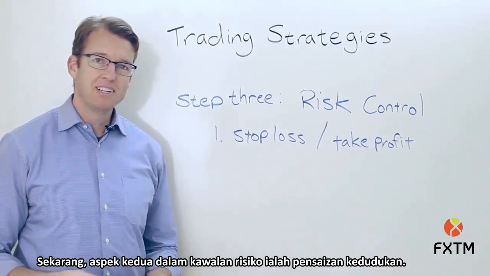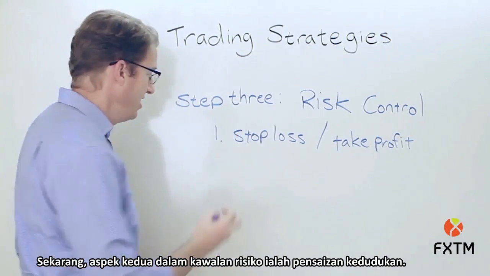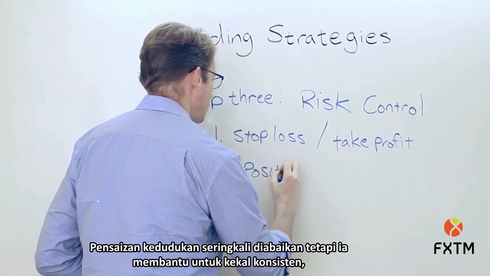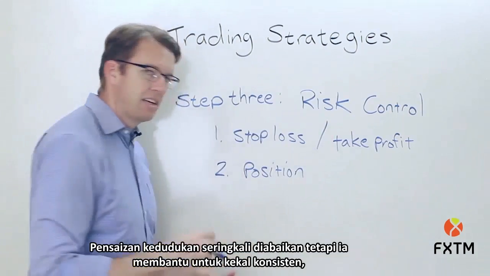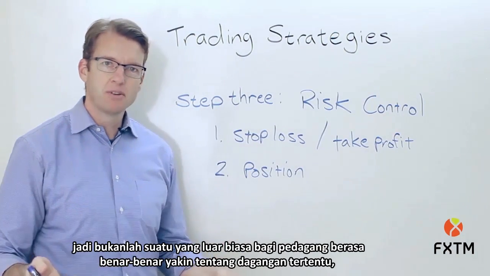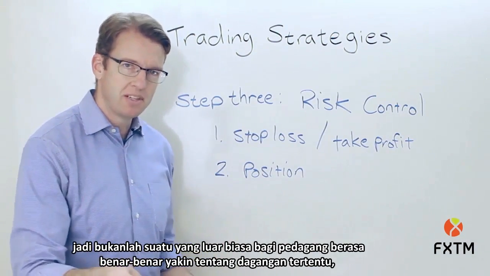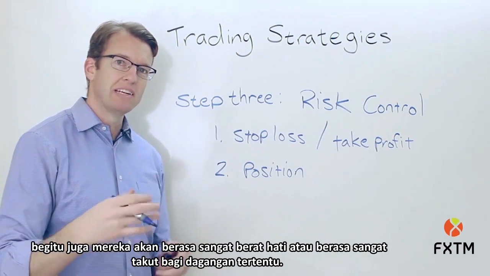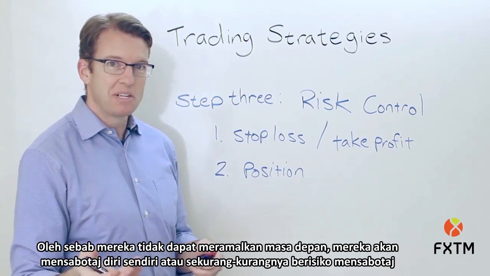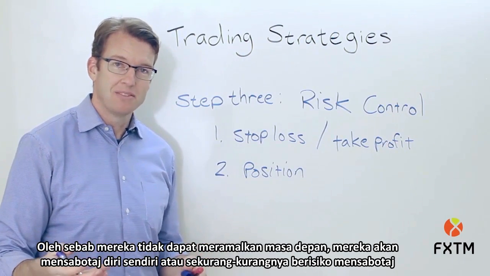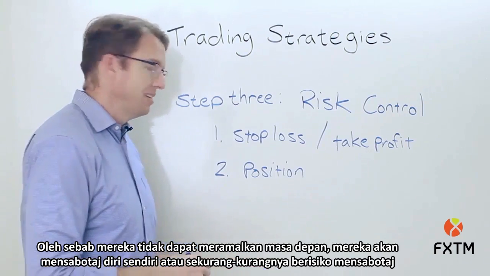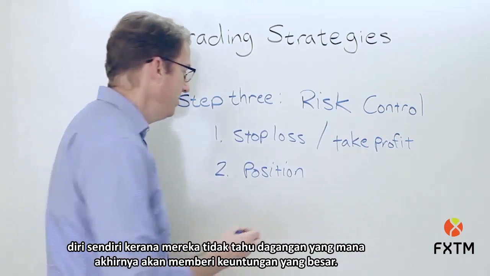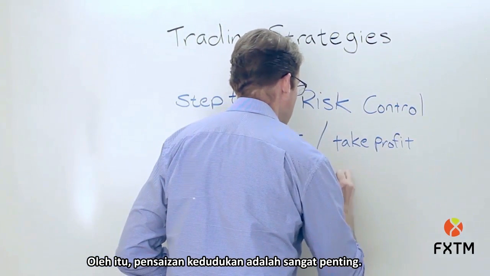Now, the second aspect here of risk control is position sizing. Position sizing is oftentimes overlooked, but it helps to stay consistent. It's not uncommon for a trader to feel really confident about a particular trade, so they get in very heavy, or to feel very scared of a particular trade, and so they get in very, very light. Since they can't predict the future, they wind up sabotaging themselves a little bit, or at least risking sabotaging themselves, because they don't know which of those two trades ultimately could be their big winner. So position sizing becomes really key.